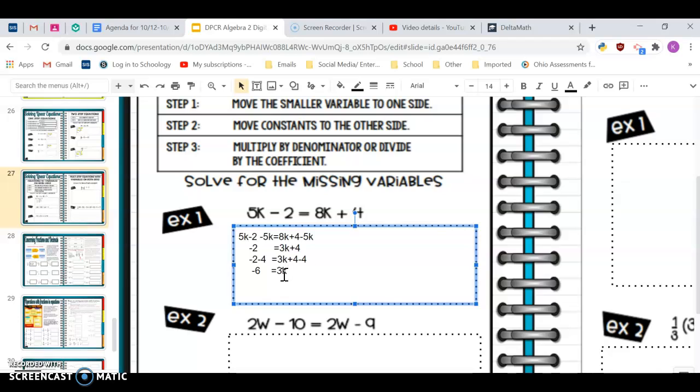Now we need to deal with this 3k here. The opposite of multiplying by 3 with that k is dividing by it. So over here I've got negative 6, and we are going to be dividing that by 3. And on the other side, we know that we are doing the same thing. We got 3k divided by 3. So on our left side, negative 6 divided by 3 is negative 2. On our right side, we are just left with k, which means that this part right here is our final solution. This is our final answer.